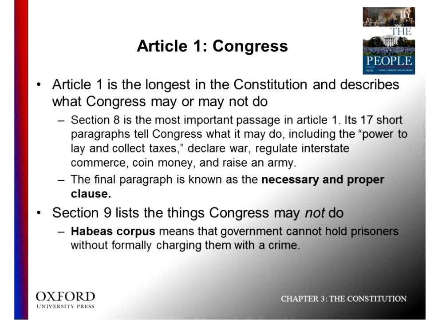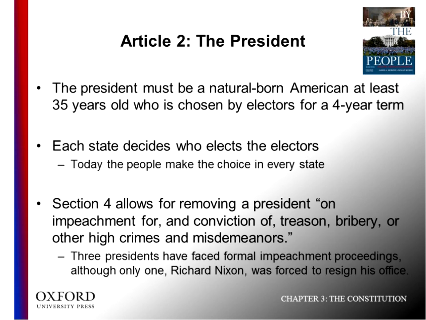They can't keep you indefinitely, which is what would happen back in Imperial England. If they had a person they didn't like that was causing problems, they'd just throw them in jail and forget about them. And this is what you would see a lot. You see this actually in a lot of other countries, too.